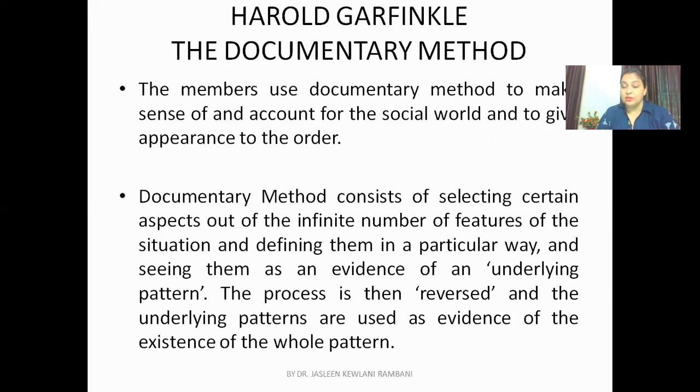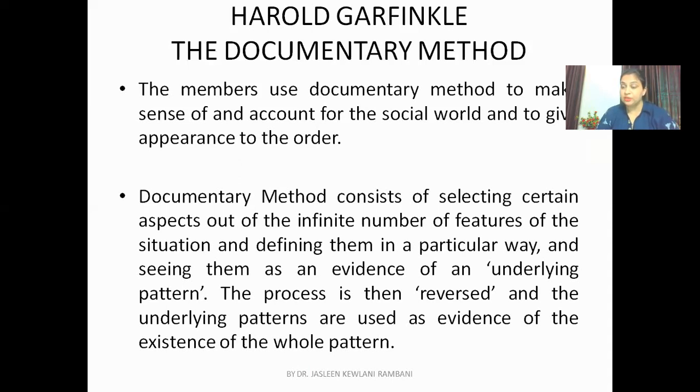Harold Garfinkel is the most popular name when it comes to ethnomethodological studies. He is the person connected with this branch of sociology and is popularly known as the main name in this field. He talked about the documentary method, and we'll focus on it to understand ethnomethodology even better. He says the members use the documentary method to make sense of and account for the social world and to give the appearance of order.